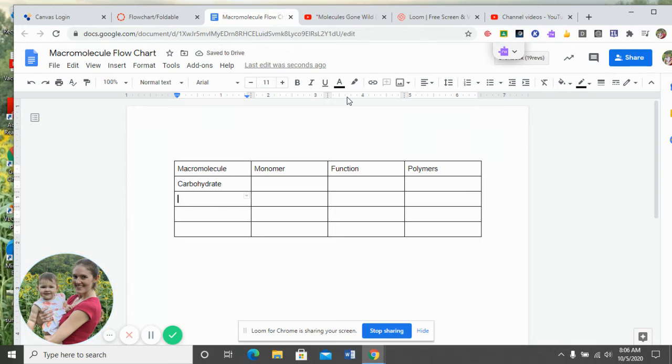So we know we have 4 different macromolecules. We have a carbohydrate, a protein, I spelled that one wrong, a lipid, and a nucleic acid. So the monomer of a carbohydrate, hopefully you remember that from just doing it in your PDN, it's a monosaccharide. The function is going to be short-term energy.